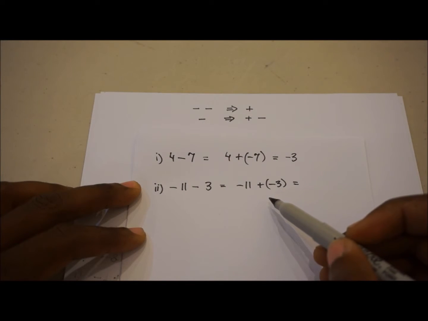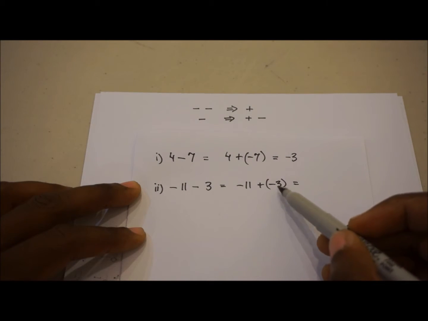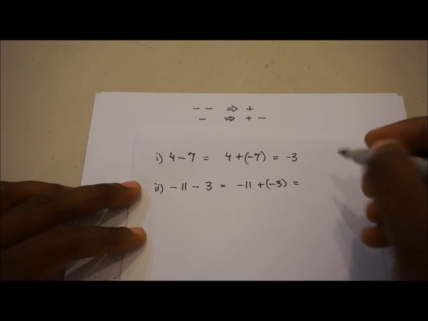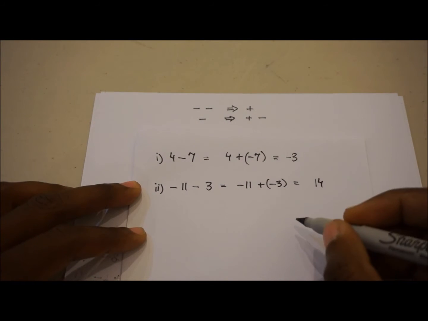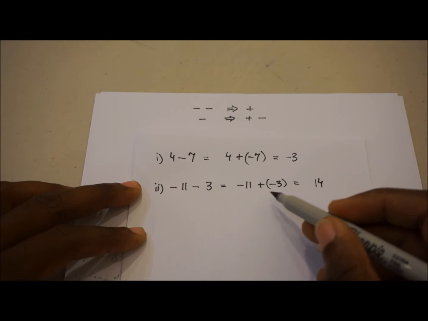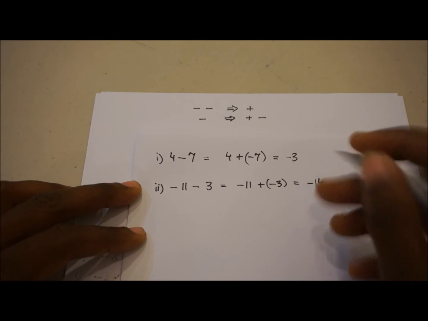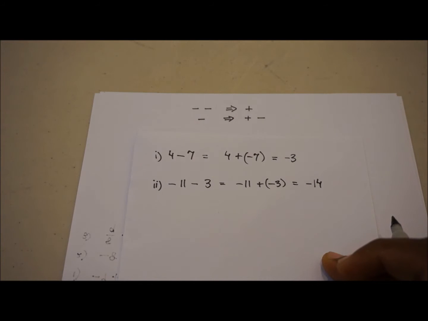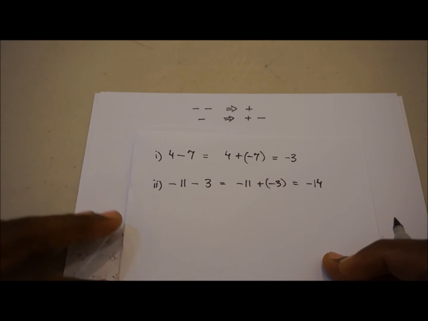My addition rule says I am adding two numbers with the same sign. Therefore, I add them as normal. I get 14, and the answer gets the sign that the numbers have, negative 14. So notice again, your subtraction brings you right back to your addition rules.